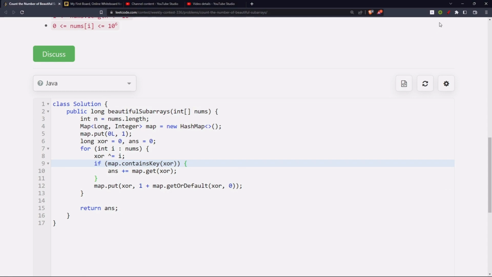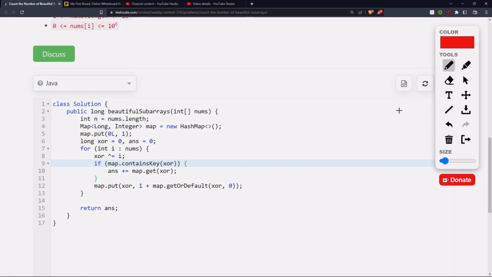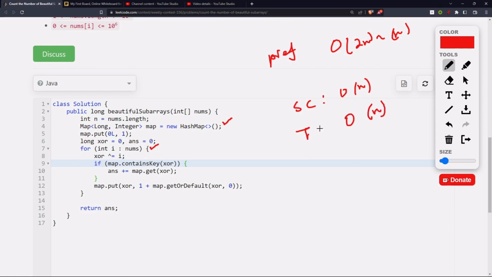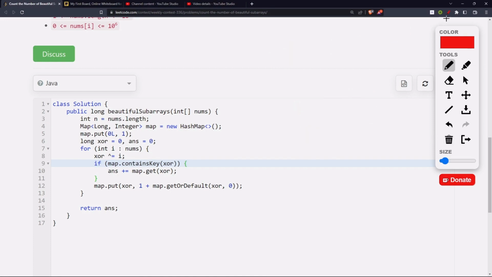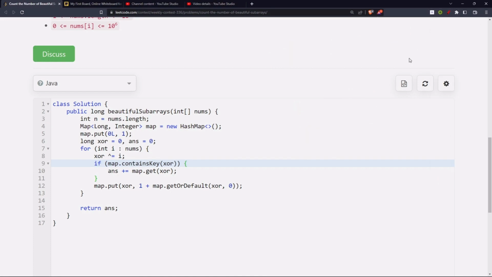Okay, now if we talk about the time complexity, in the previous solution we were using a prefix array and a hash map, right? So the time complexity would have been big O of 2n, which is nothing but big O of n only. But in this one we haven't used any prefix array, just the hash map. So our space complexity is big O of n, and our time complexity is simple big O of n. Okay, this is our time complexity. So this is all about this problem from my side.